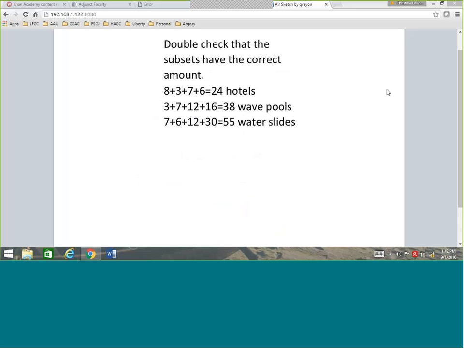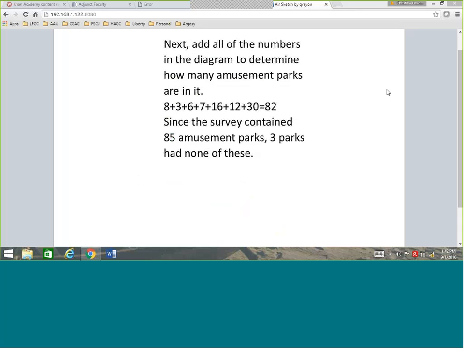When I look inside the hotel circle, my numbers add up to 24, wave pool adds up to 38, water slides add up to 55. So that's a double check to make sure that inside each of the circles I have the correct number of amusement parks. And now I add all the numbers in the diagram together, and it comes up to 82. But I was told at the very beginning of the problem, in the very first sentence, that I had 85 amusement parks, and so that tells me that 3 had none of those features.